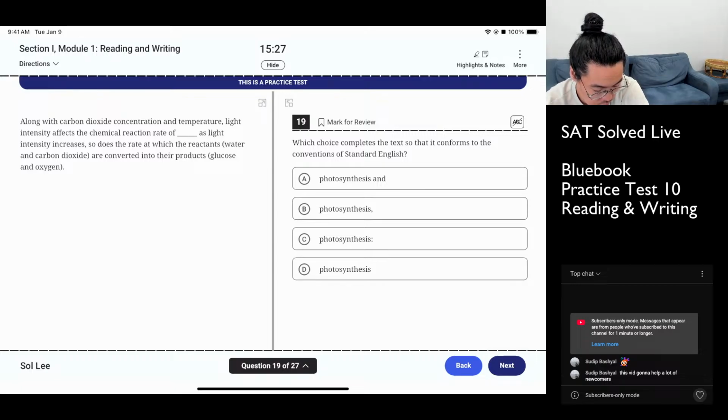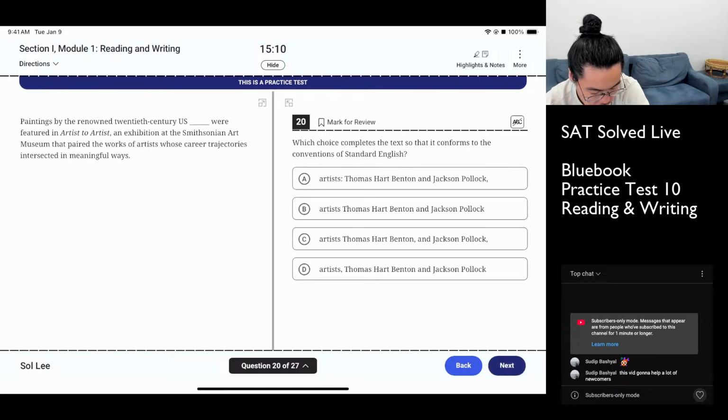Number 19. Along with these things, light intensity affects the chemical reaction of photosynthesis. As light increases, so does photosynthesis. Okay, independent clause after the colon. Paintings by the artists Benton and Pollock were featured in Artist Artist. Okay, yep.